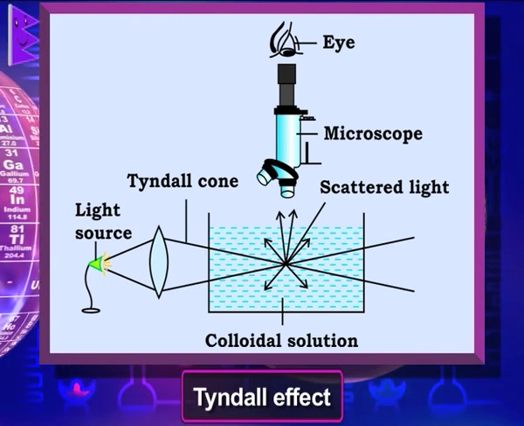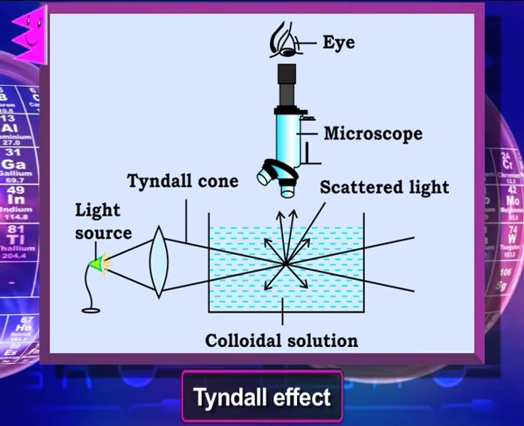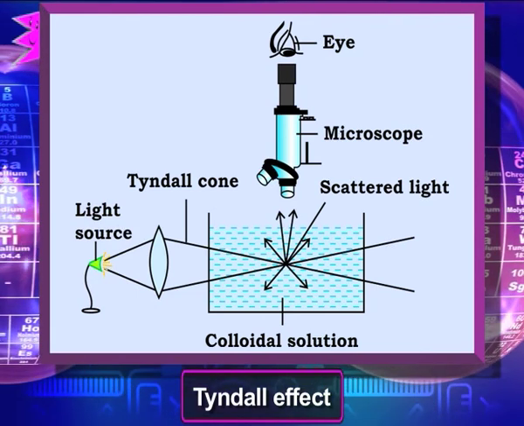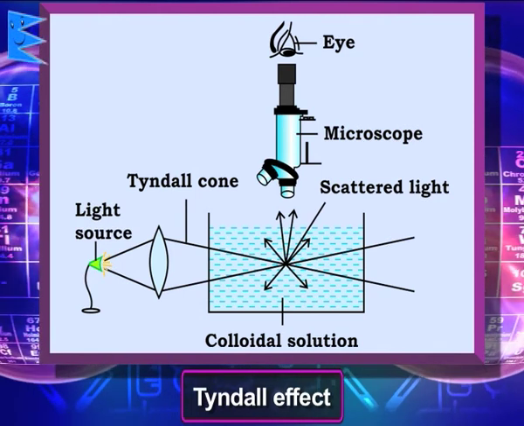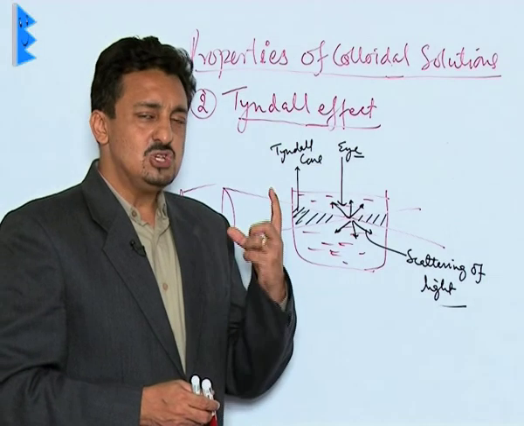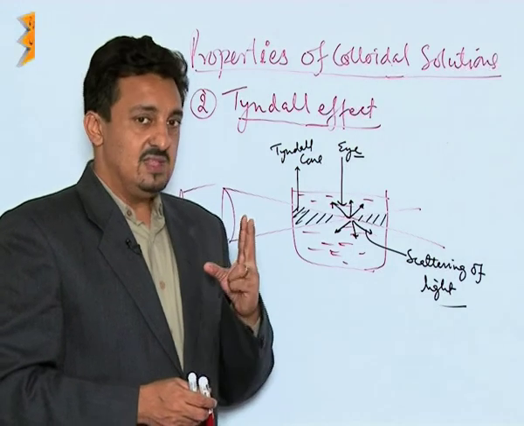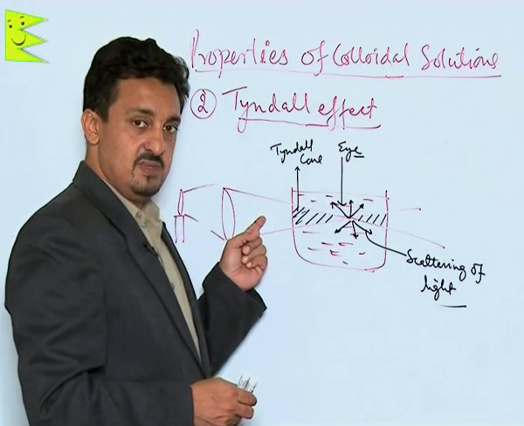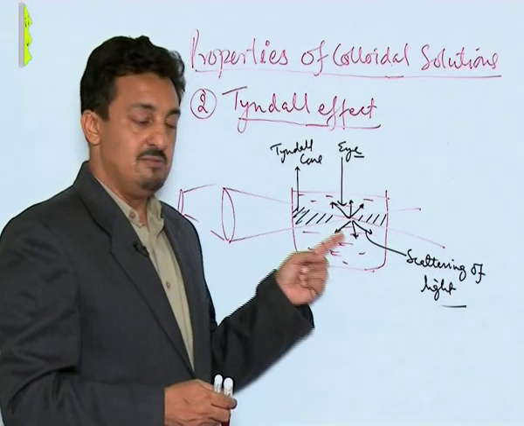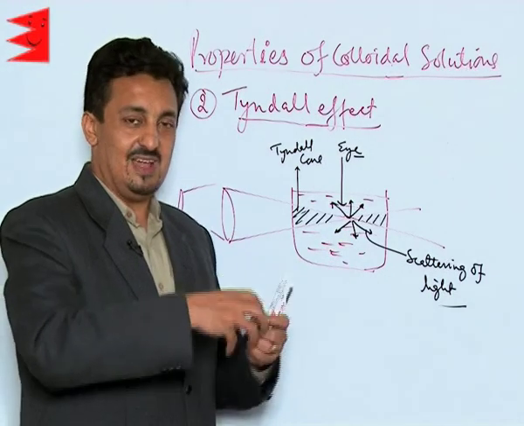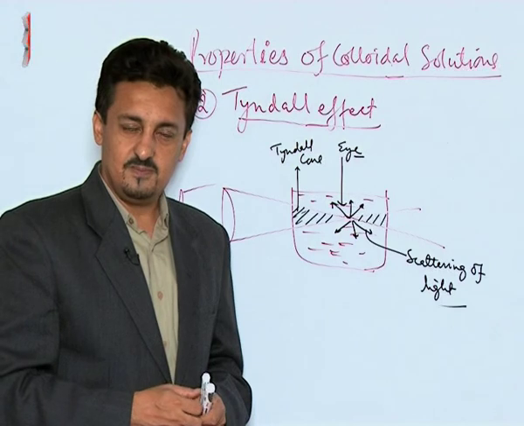So this phenomenon is called the Tyndall effect. It was first studied by Faraday, but later on explained by Tyndall. That's why it's called the Tyndall effect. Now remember, colloids show the Tyndall effect only under two conditions. First, the wavelength of the light used and the size of the colloidal particle must be comparable. That is how their scattering takes place to the maximum extent.